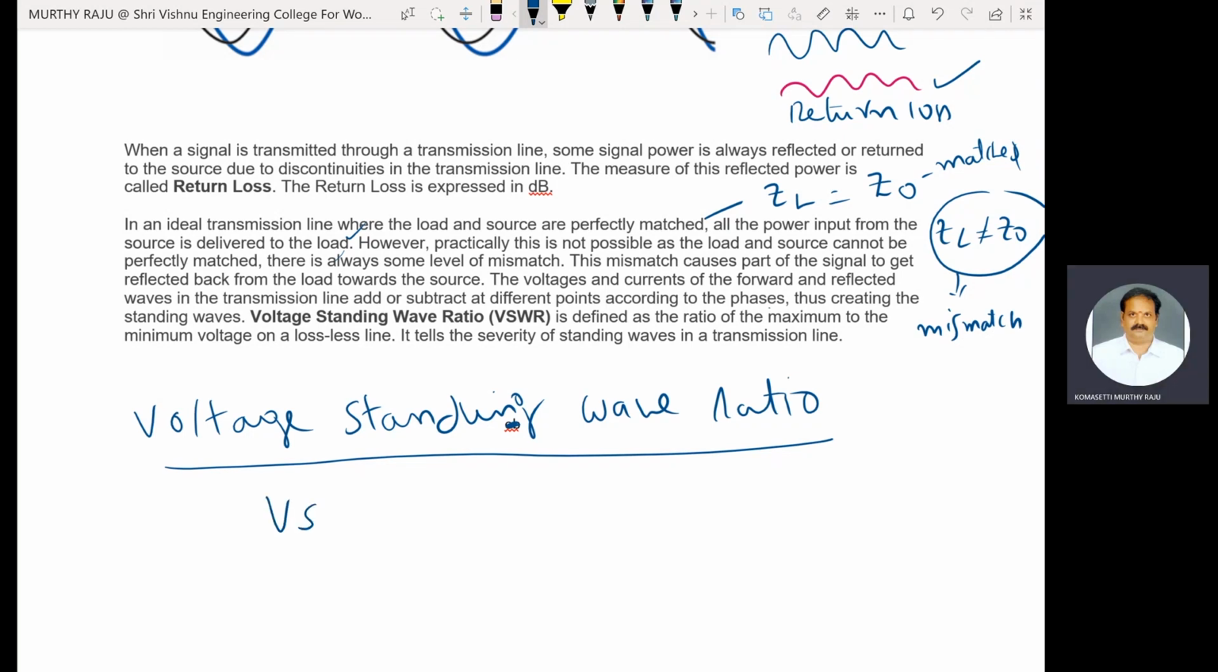That is, voltage standing wave ratio is equal to the ratio of maximum voltage to the minimum voltage. V maximum is the maximum voltage observed on the transmission line when the incident and the reflected voltage waves add in phase.